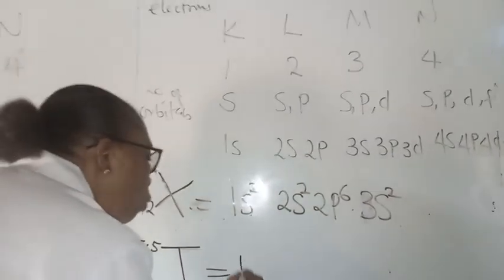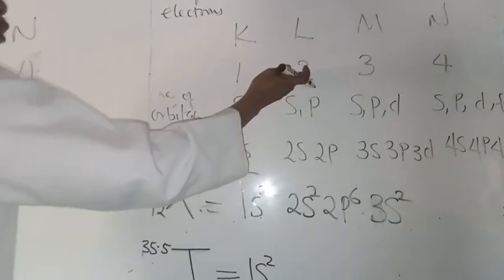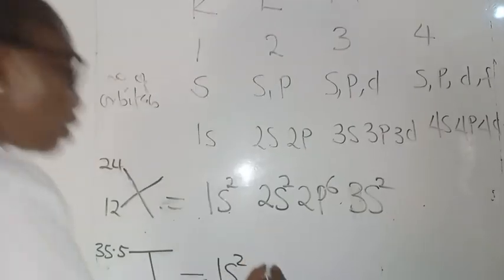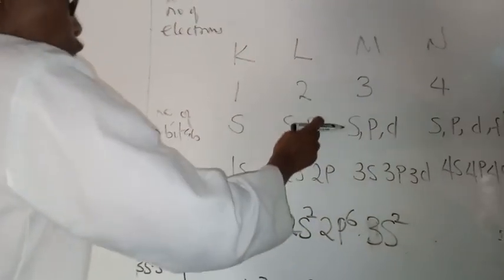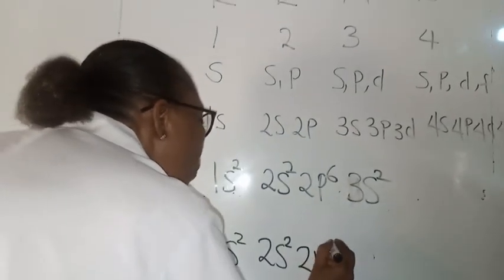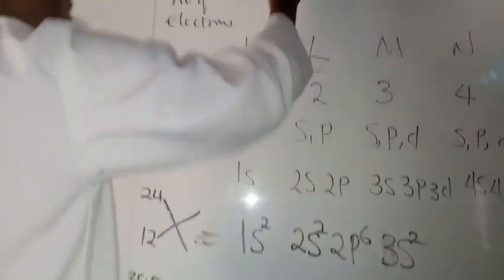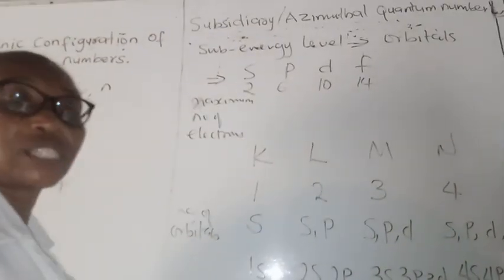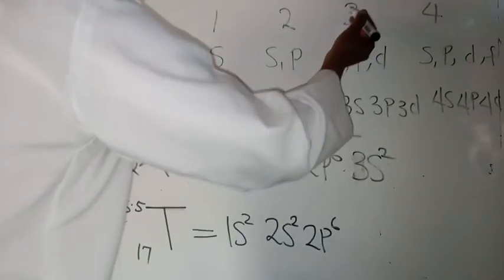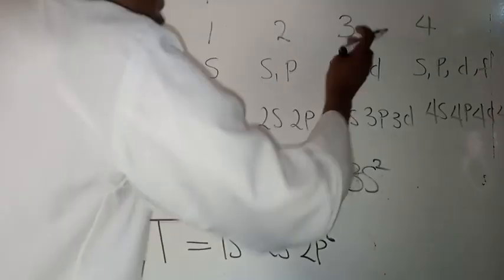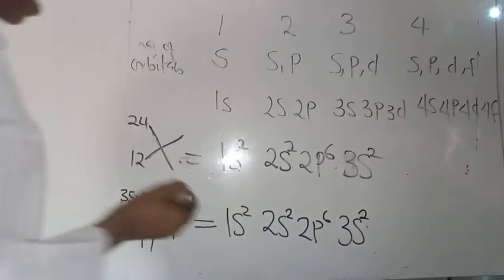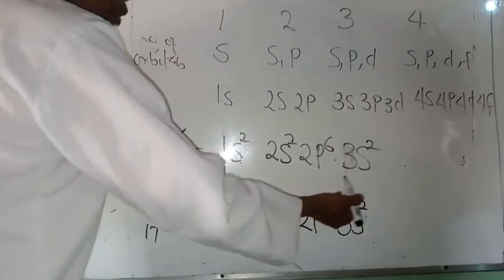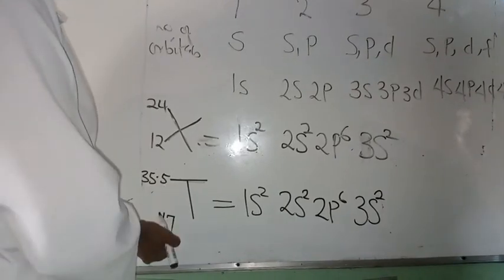We put in 2 electrons. We now say 2 joined to s, 2s. We put in another 2 electrons. We say 2 joined to p, 2p. We put in 6. You know why we're putting in 6? Because we still have more than 6 electrons remaining, and p takes a maximum of 6 electrons. Then we go to the third shell. To fill the third shell, we say 3s2. And how many electrons have we filled so far? We have filled 8, 10, 12. Remaining 5 out of the 17.